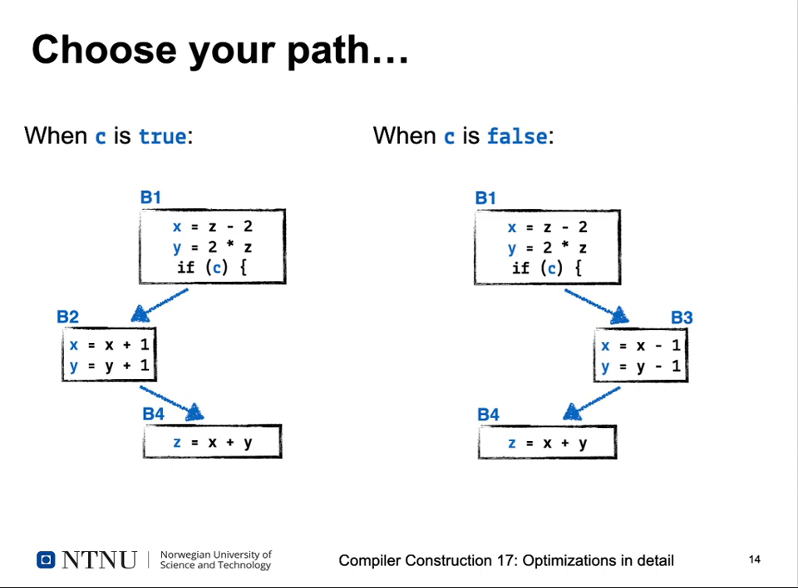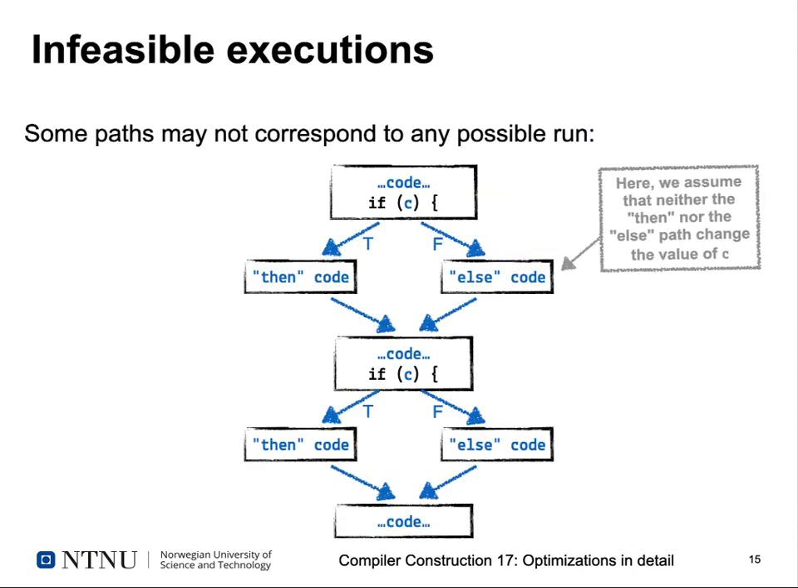So we know that when C is true, we would always take the left path through our control flow, and whenever C is false, we'll take the right path through our control flow, but our combined control flow graph always encodes both possibilities in the same graph. Now, an interesting question is if there are any infeasible paths through our control flow graph. So some of the paths may actually not correspond to any possible run.